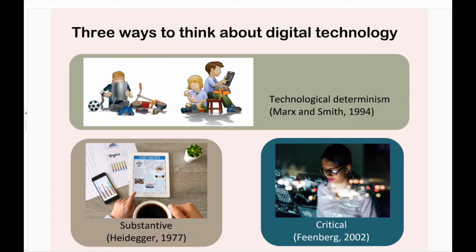The critical theory of technology says that we should always consider the values that people use to design technology, and also the values we as people bring to our use of technology. So this one's about saying technology is never value neutral. Technology will always be designed with a purpose in mind.